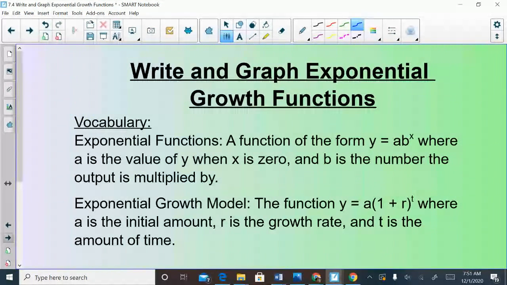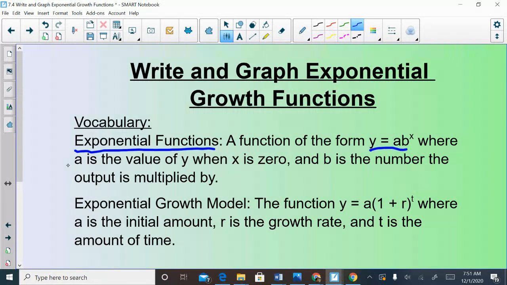We have a couple of terms before we get started with some examples. First up is just what is an exponential function. An exponential function looks like y equals a times b to the x. We already said that in the last slide. But I'm going to tell you what a and b are here. A is the value of y when x is 0.